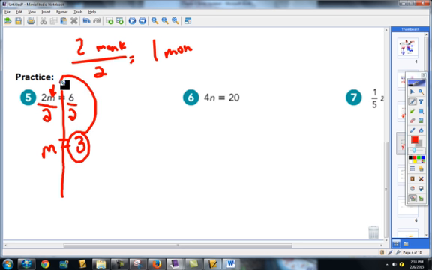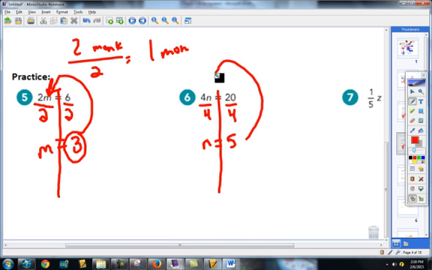Take 3 and plug it in. Is 2 times 3 6? Absolutely. This one here, I can see that n is being multiplied by 4, so I need to do the inverse, which is divide by 4. So I learned that n equals 5. Plug it in. Is 4 times 5 20?